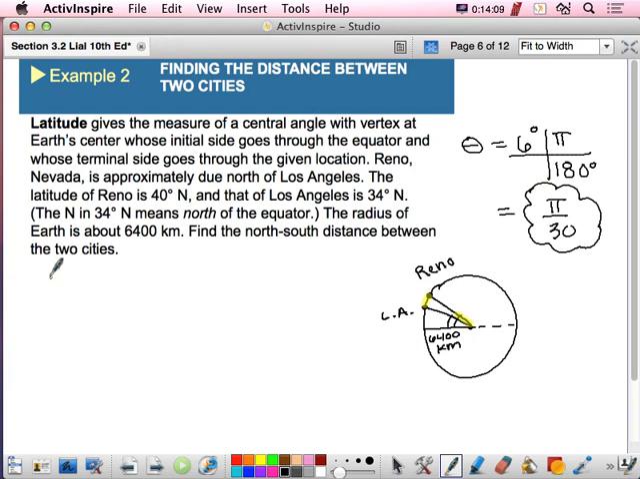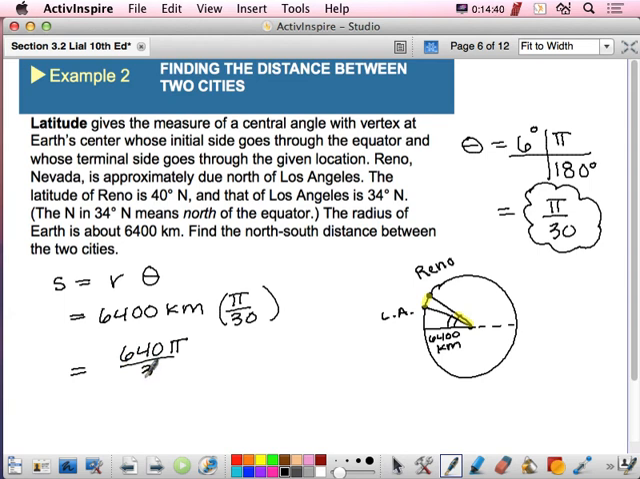Okay, so we have S equals R theta. In this case, we're talking about the radius of the Earth, so about 6,400 kilometers. And we're going to multiply by the angle between them. The angle between those two cities we found to be 6 degrees, but as a radian, pi over 30. All right, give that to me exactly. 640 pi over 3. And that's how many kilometers it is exactly.